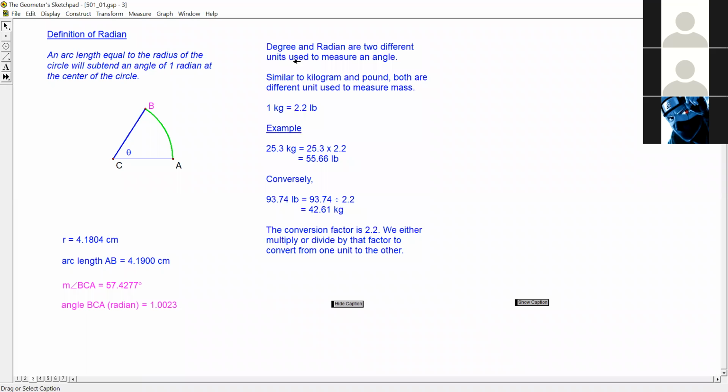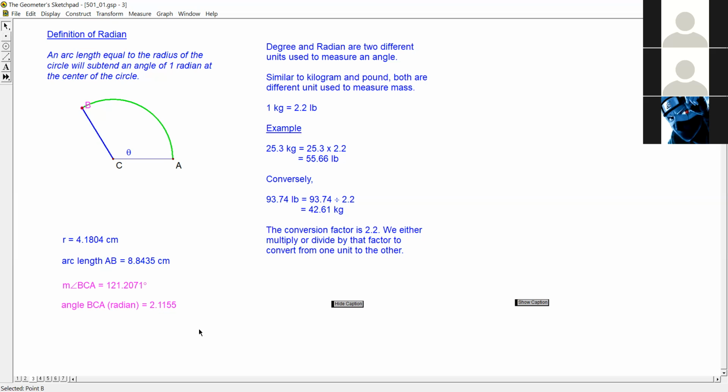I read this to you. Degree and radian are 2 different units used to measure an angle. That means the size of this angle theta here can be measured in degree, number 1. It can also be measured in radian, number 2. So now I have 2 different measurements for this angle theta. This angle here is 121 in degree and 2.1155 in radian. So they are measuring the same quantity, but they use 2 different units.